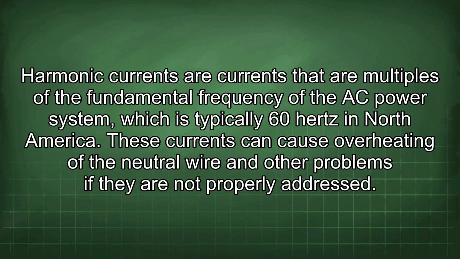Harmonic currents are currents that are multiples of the fundamental frequency of the AC power system, which is typically 60 Hz in North America. These currents can cause overheating of the neutral wire and other problems if they are not properly addressed.